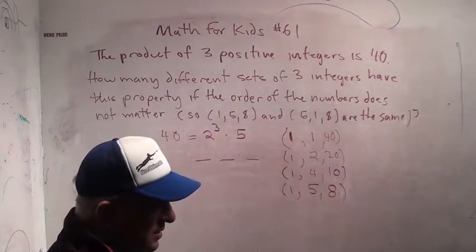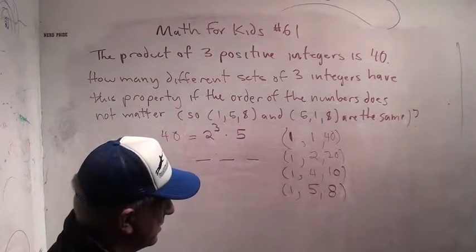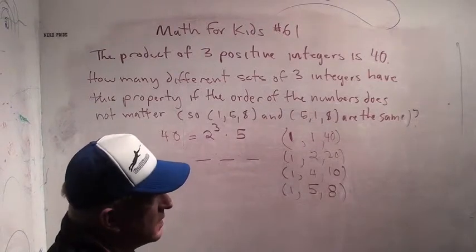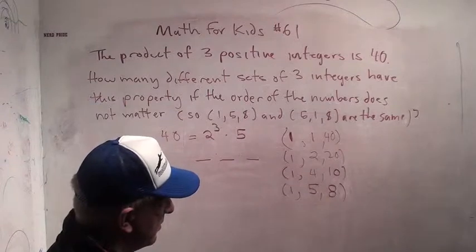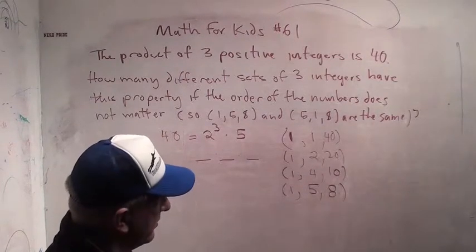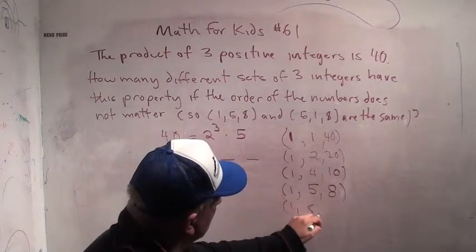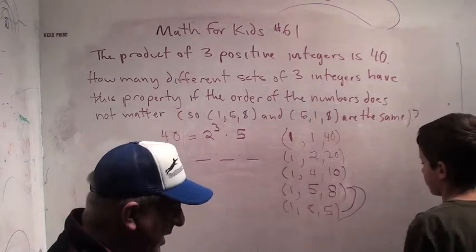Now what would be next? Could we use a 6? No, 6 times something is 42, so it doesn't work. What about a 7? Could we use a 7? No, because 7 doesn't go into 40. What about 1, 8, and 5? Does that work? No, right, we already counted that one.